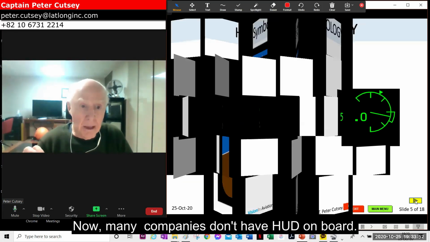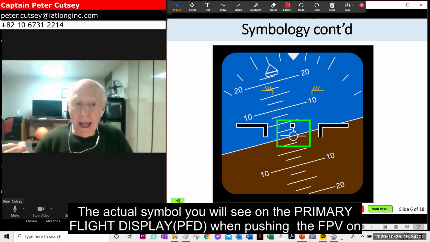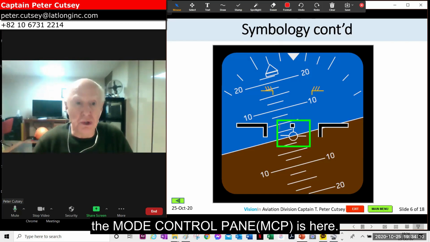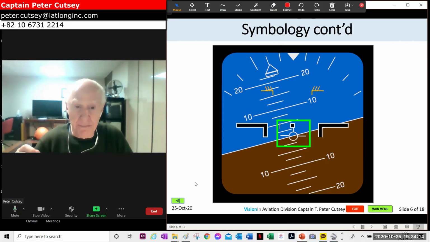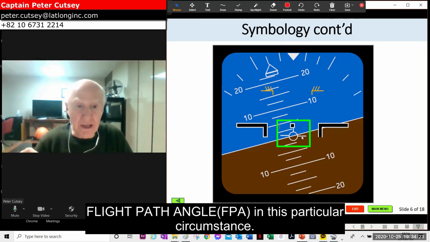Now, many aircraft companies don't have HUD on board. The actual symbol you will see on the primary flight display when pushing the FPV on the mode control panel is here. This is what it looks like.